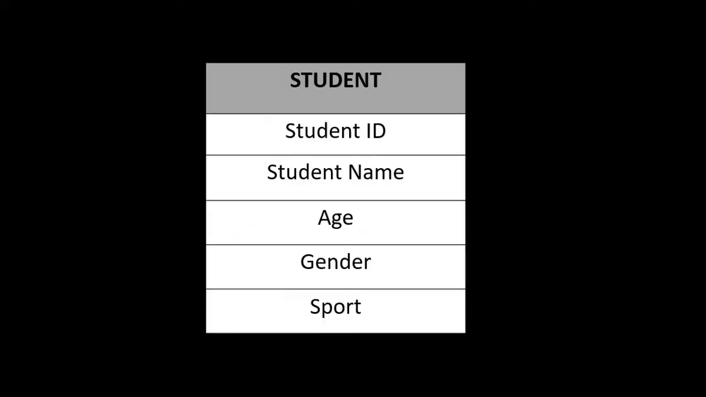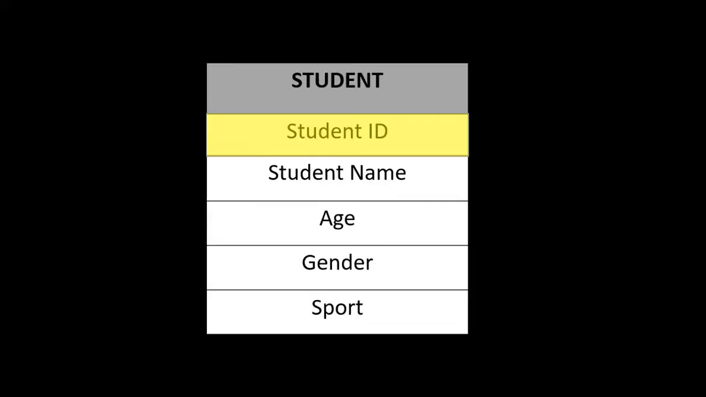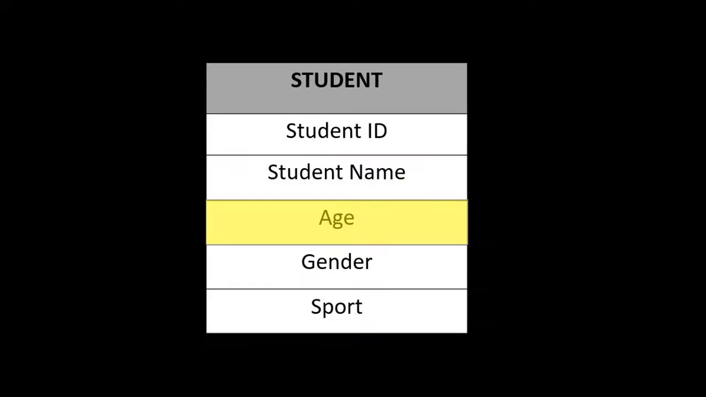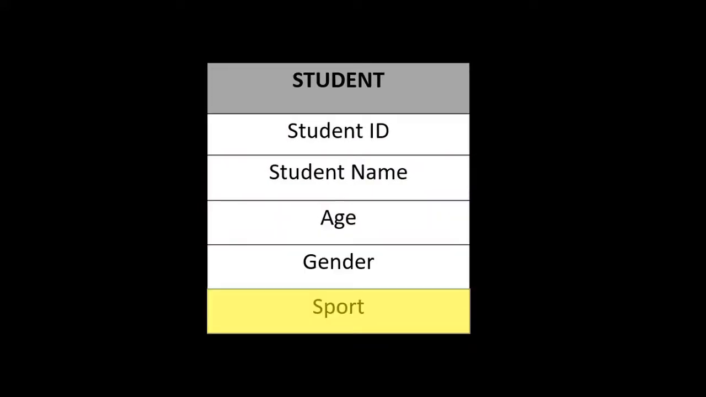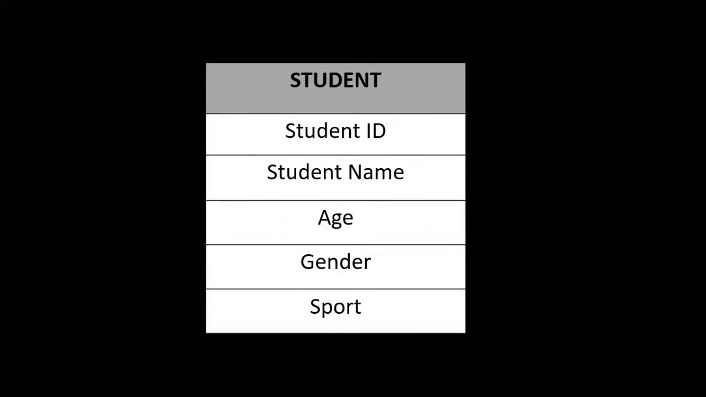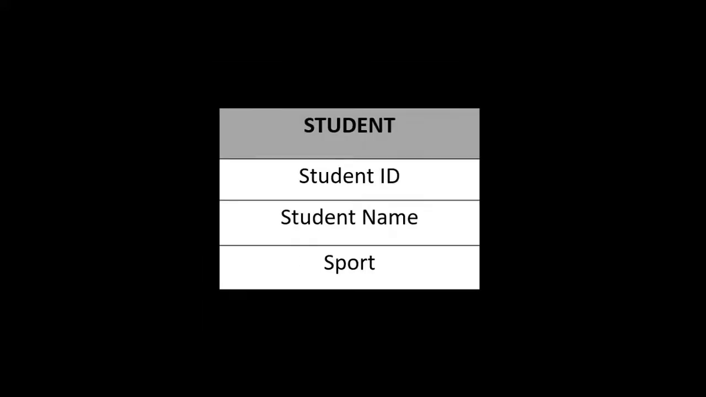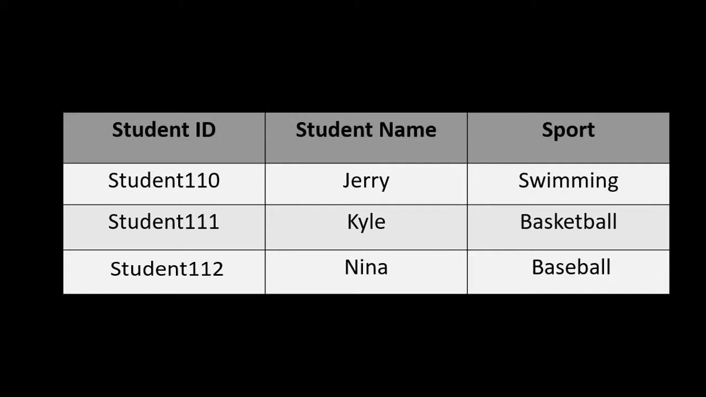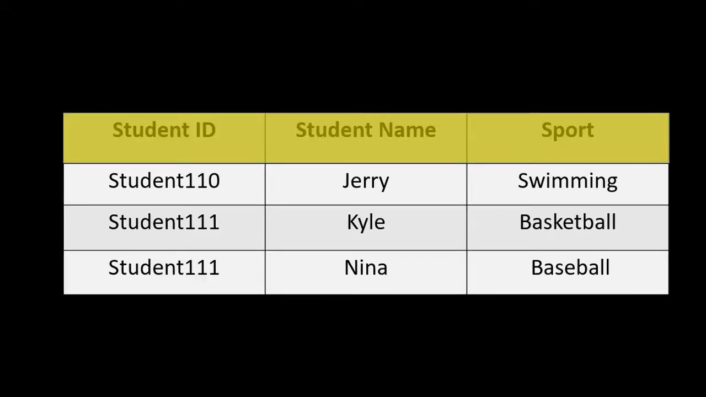Let's say we have here a data set of student information. We might have information here such as student ID, student name, their age, their gender, or the sports they played. And of course, we can have all sorts of information, but for this example, let's just use these three. And if we look at the student information table itself, we might have a table that looks something like this. We have a field for student ID, name, and sports.